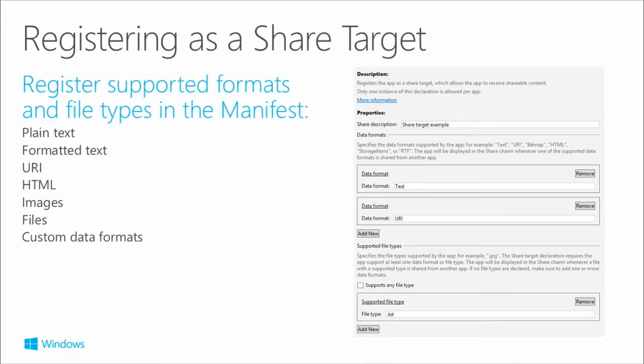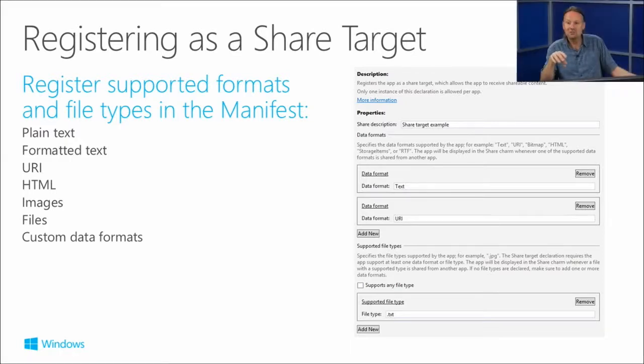You'll see on the right there, this is the UI from the manifest editor, where you can enter one or more of these data formats, and you just keep hitting add new to add more. Underneath there is the supported file type section as well. So for files that are shared, you can enter them in there too. So different kinds of data formats and different kinds of files that this particular kind of app knows how to handle. So again, you could use this as a way of passing custom files between a source app and a target app as well.